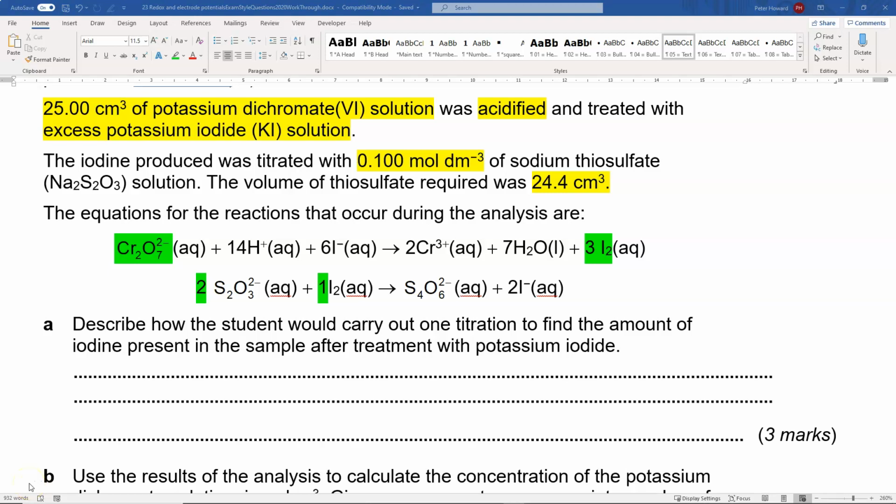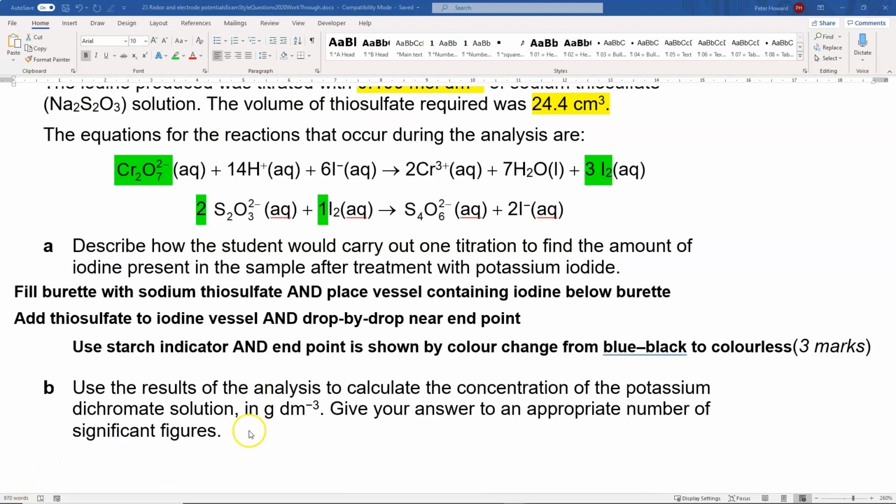Place a conical flask containing iodine below, and we'll add the thiosulfate to the iodine vessel and slow it down near the end and do it drop by drop. We would obviously probably have carried out a rangefinder titration first. Obviously, if we're getting rid of iodine, at the end of the experiment there will be no iodine present. So we detect when there is no iodine present using a starch indicator, and at the end it will go from blue-black to colorless.